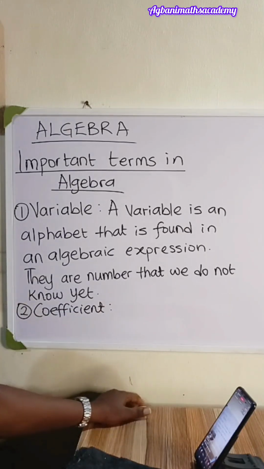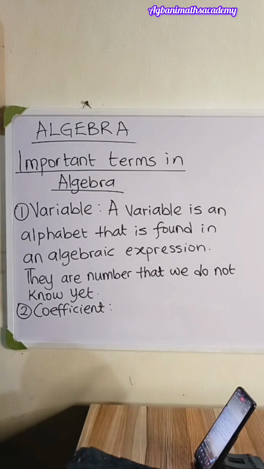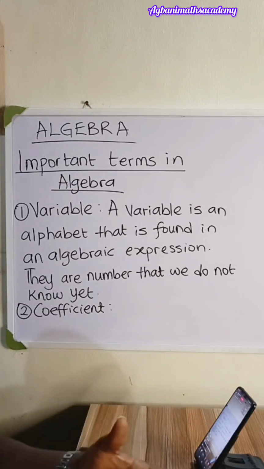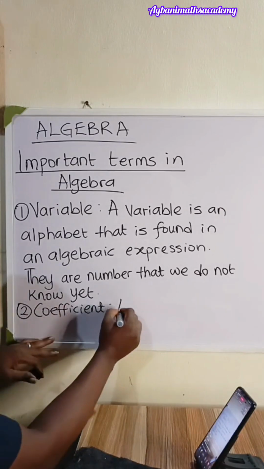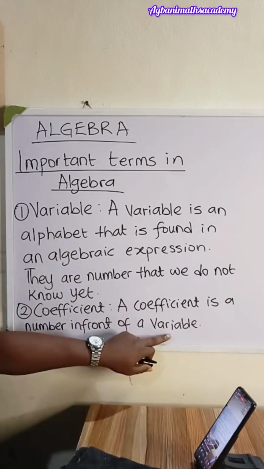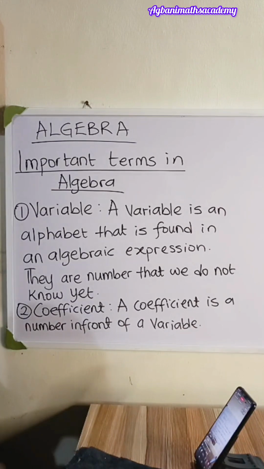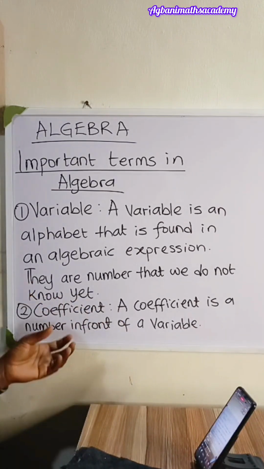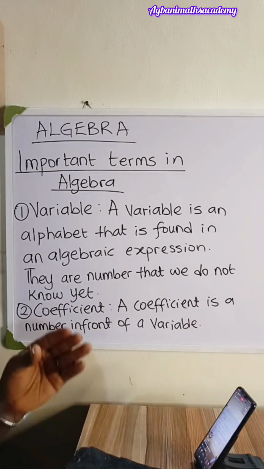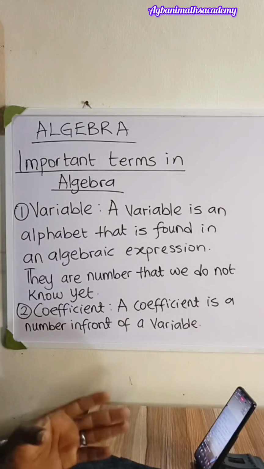Coefficient. So a coefficient is a number in front of a variable or in front of an alphabet. We already know what a variable is, so instead of writing alphabet, I use the actual name, which is variable. A coefficient is a number in front of a variable. Whenever you see a number in front of a variable, that number is called a coefficient.